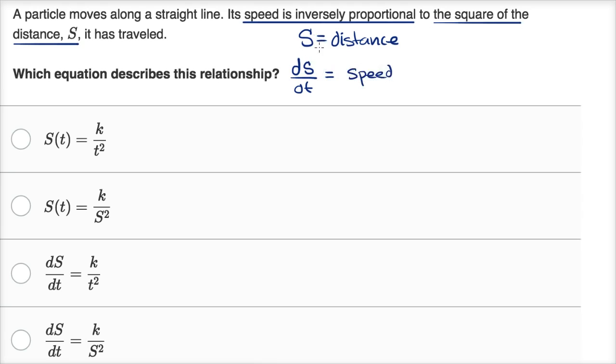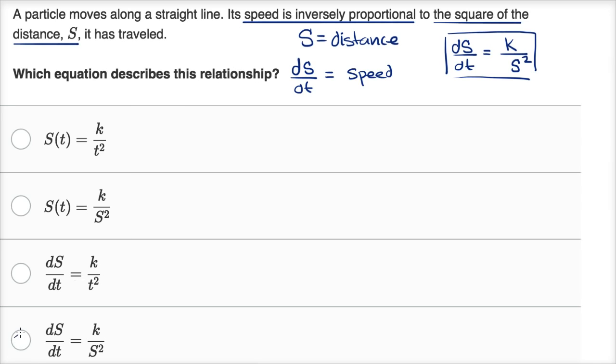So now that we got our notation, s is the distance, the derivative of s with respect to time is speed, we can say the speed, which is ds/dt, is inversely proportional. So it's inversely proportional, I wrote a proportionality constant, over what? To the square of the distance it has traveled. So there you go. This is an equation, really a differential equation, that's describing what we have up here. Now let's see which of these choices match that.